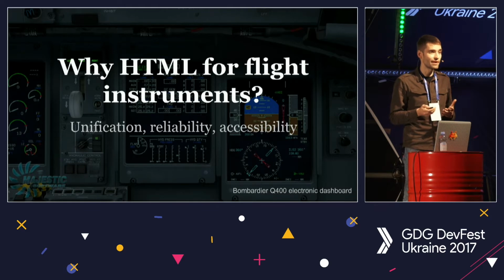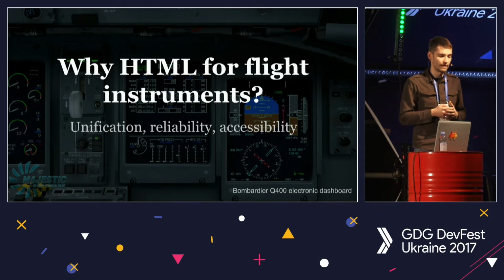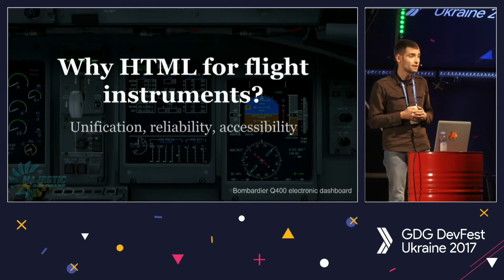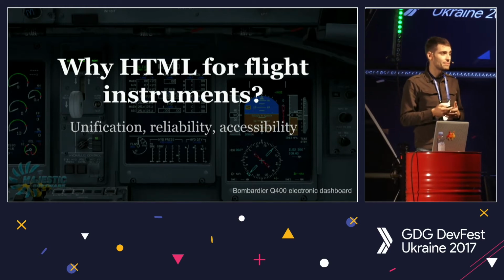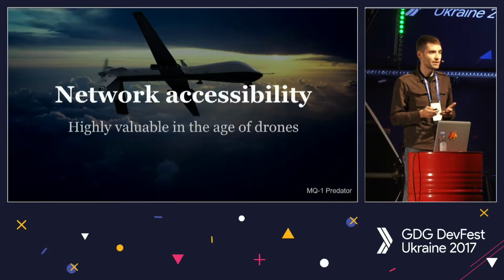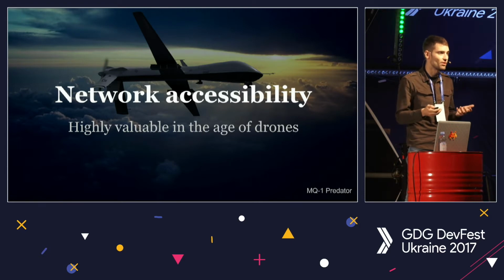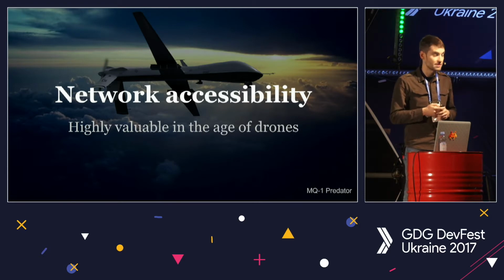One of the pros is, of course, unification. Then we have a unified language for developing aircraft instruments. Reliability: you can say web sucks, but actually web is very reliable. Tested by billions of users daily, web is good. And accessibility. In the age of drones, it's pretty important to be accessible via network. So it's nice when an aircraft instrument can be accessible over HTTP as a website, and then you control a drone via a single-page application.